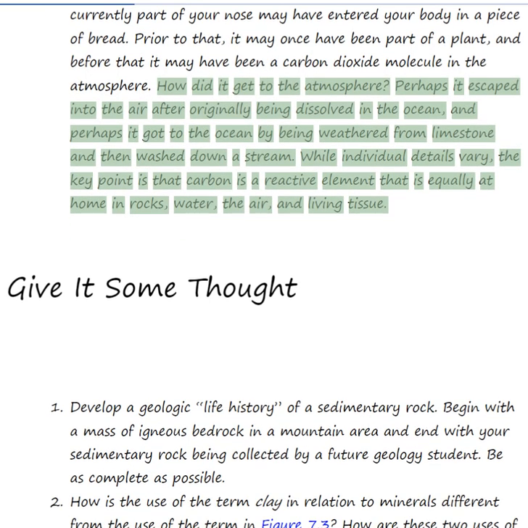How did it get to the atmosphere? Perhaps it escaped into the air after originally being dissolved in the ocean, and perhaps it got to the ocean by being weathered from limestone and then washed down a stream. While individual details vary, the key point is that carbon is a reactive element that is equally at home in rocks, water, the air, and living tissue.